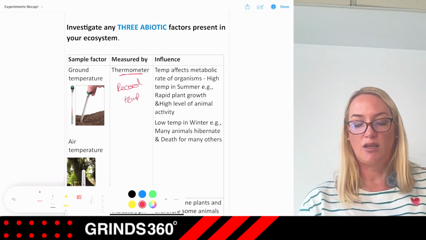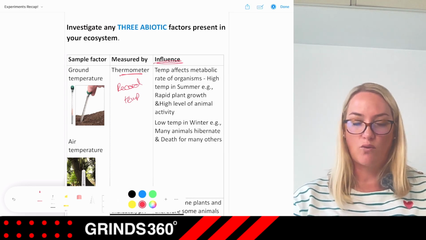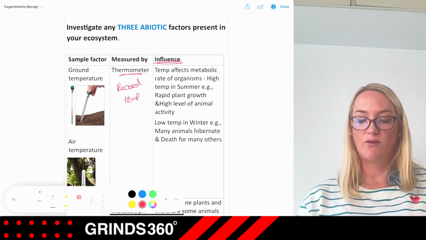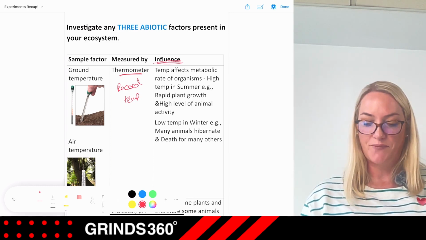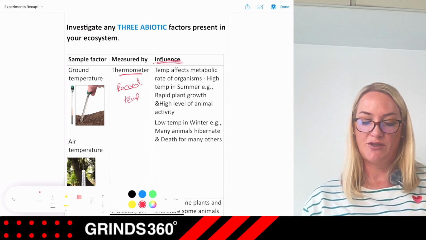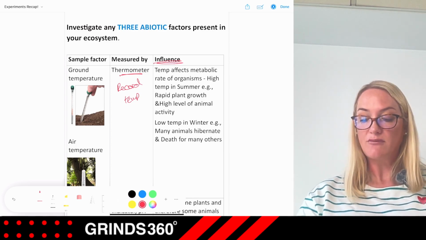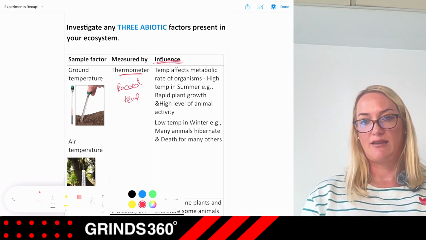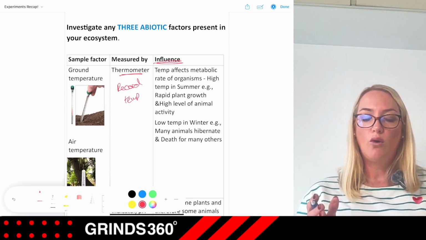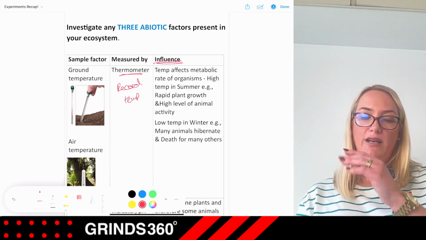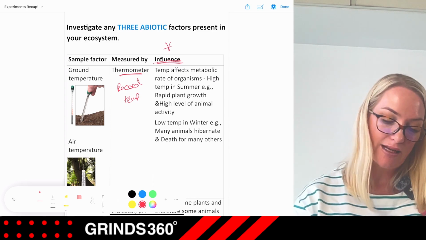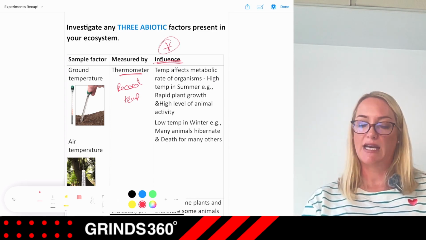What you need to be aware of. So what's the influence of this temperature? So temperature can affect metabolic rate of organisms. Higher temperature in the summer, more plant growth. Lower temperature, high animal activity. Lower temperature in the winter, and animals may hibernate or death, may lead to death. So with your abiotic factor, what influence does that have within your habitat? Okay, so that's important to be aware that they may ask.